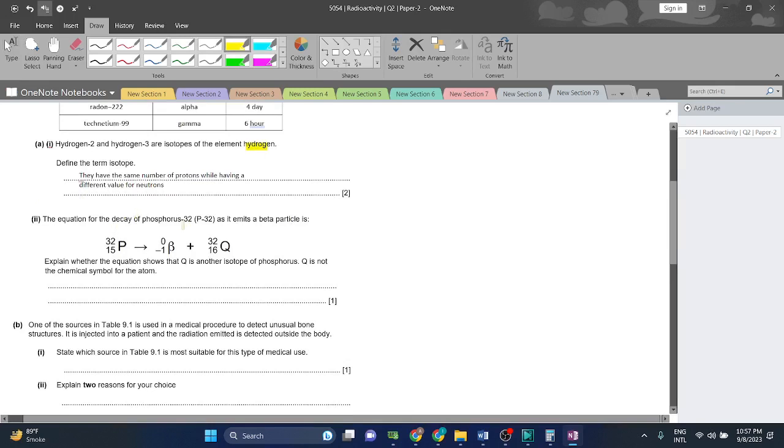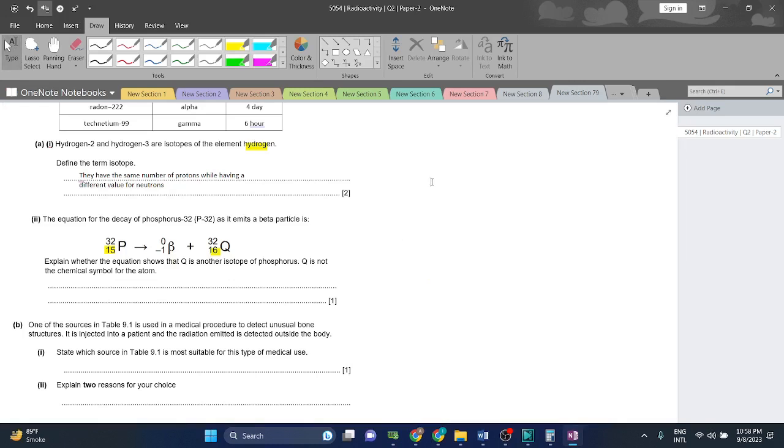The equation for the decay of phosphorus 32 as it emits a beta particle is 32 15 P, आगे it emits a beta particle and this is Q 32 16. Explain whether the equation shows that Q is another isotope for phosphorus. Q is not the chemical symbol for an atom. So Q में हम देख सकते हैं पहले इसकी 15 था एटॉमिक नंबर, बाद में जाके हो गया इसका 16. एटॉमिक नंबर क्या रिप्रेजेंट करता है? द प्रोटॉन नंबर. एंड जब प्रोटॉन नंबर डिफरेंट होता है दैट मींस दे आर नॉट आइसोटोप्स.